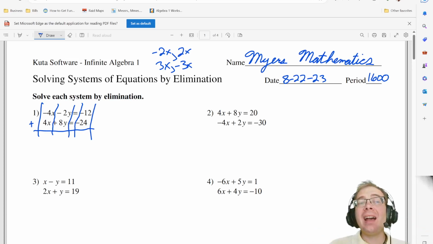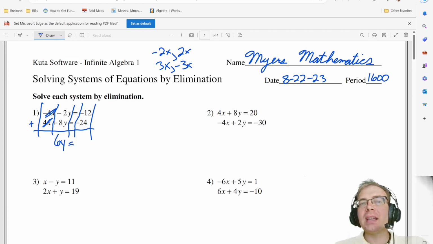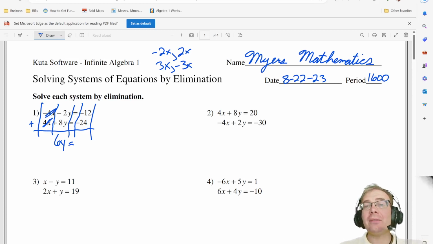The x does not go away unless the numbers are exact opposites, though. So in order to do elimination, the coefficient, the number multiplied by the letter, has to be the exact opposite of the other one, and it is. So they cancel. This one doesn't, though, right? So 8y minus 2y is 6y. That equals negative 12 plus negative 24. They're both negative, so I'm going to add them up, and I get negative 36. Right? So I add them up, and I get negative 36.